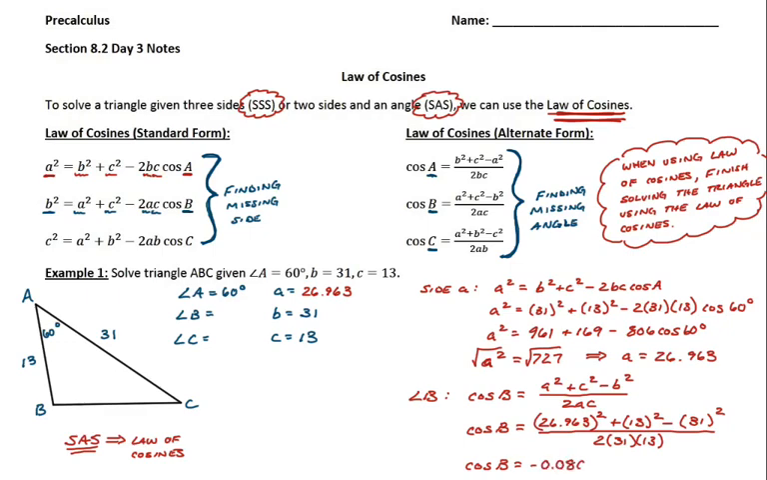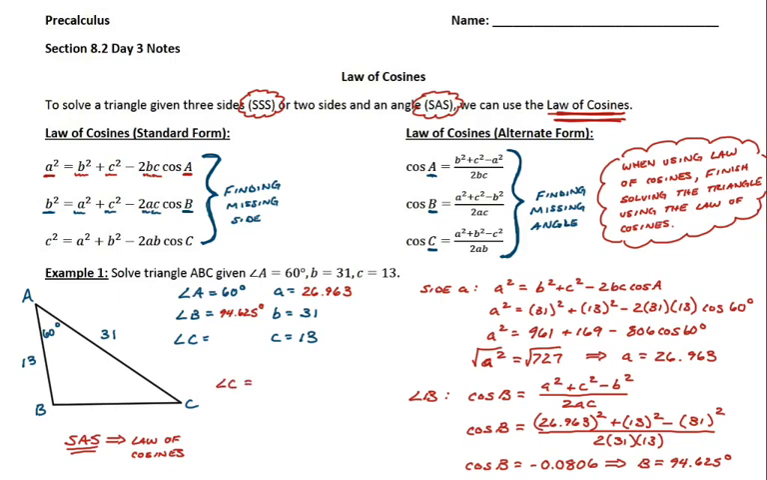So what I would get as a value for that is negative 0.0806. And then to find angle B, I would just take the inverse cosine of that number. What I would get for the angle is, angle B is going to be 94.625 degrees. So this is a law of cosines setup, but it's using the alternate form so that I have cosine of B by itself, and I'm just putting all the information in on the right-hand side.